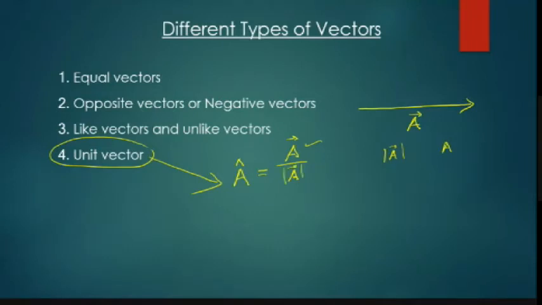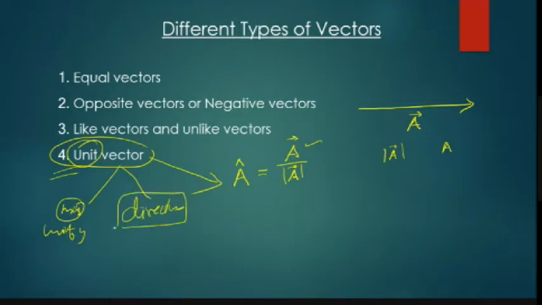So what is a unit vector? A unit vector is nothing but a vector, and what is the specialty of that vector? Its magnitude is always unity. If the magnitude is unity, what is the need? It gives the direction. It gives the direction of the vector.